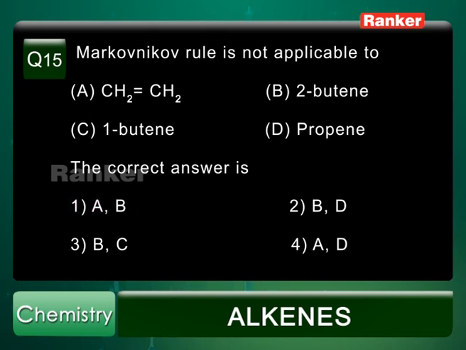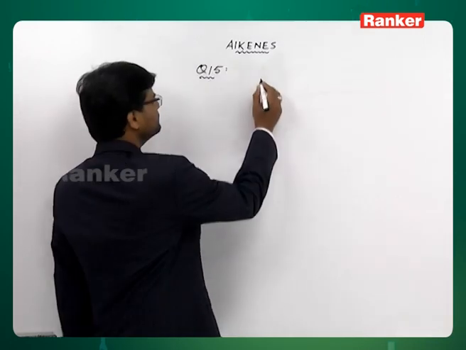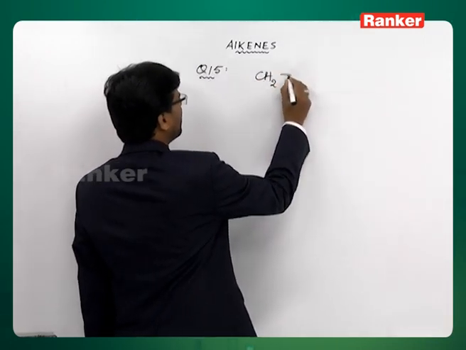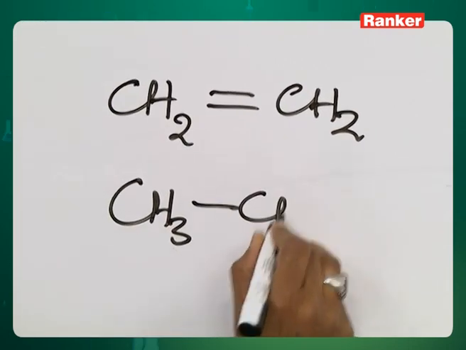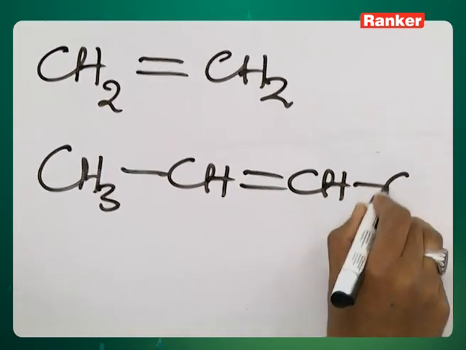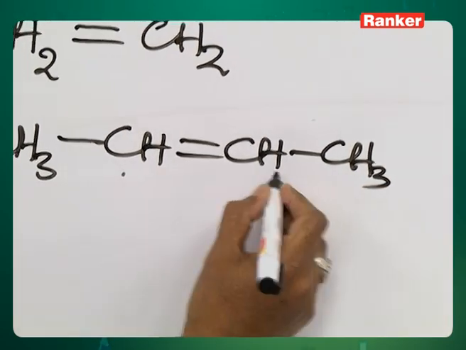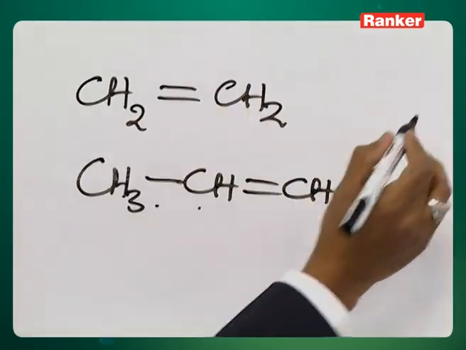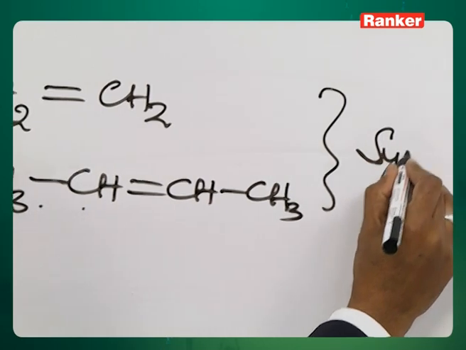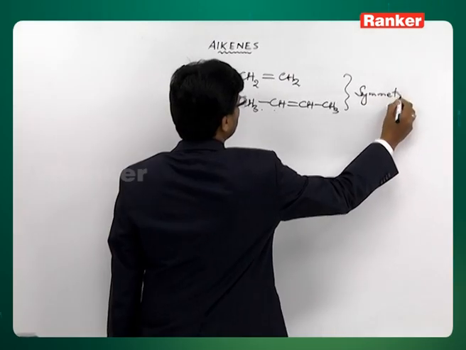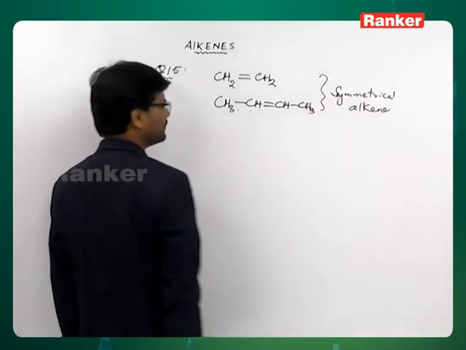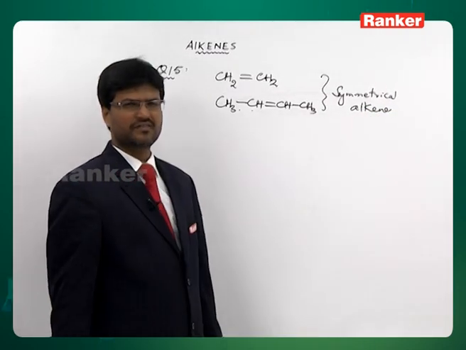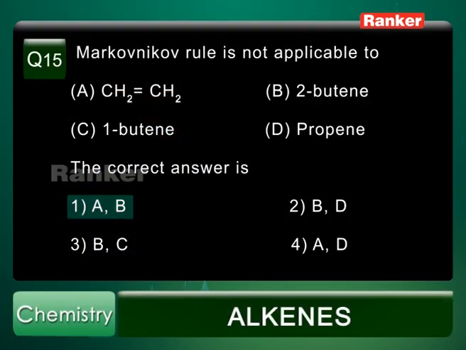First option, AB. Ethene and 2-butene are symmetrical alkenes. These two have the same number of hydrogens on either side. So, these two are symmetrical alkenes. For symmetrical alkenes, Markovnikov's rule is not valid. It will not be applicable for symmetrical alkenes.